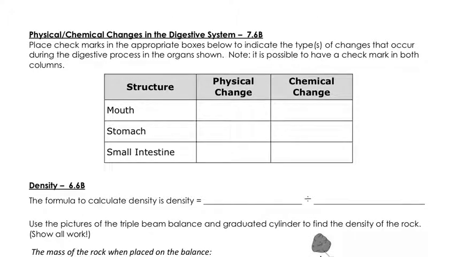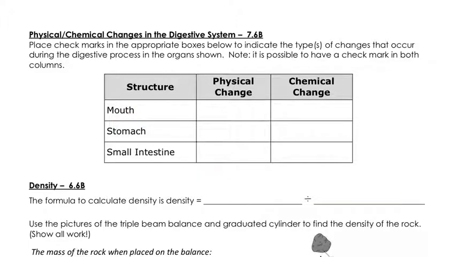Okay, the last page is on physical and chemical changes. It starts out talking about the digestive system. This is from 7th grade. So what you're going to do, you're going to place check marks in the boxes to tell me if it's a physical change or a chemical change.